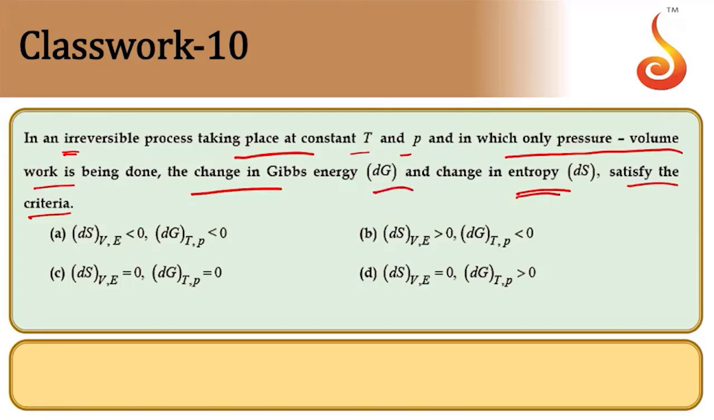For a process taking place, always delta G, always dG value must be negative. For any process taking place, dG will be always negative. And when you say at constant temperature, means definitely delta H value must be also equal to 0. So here dG is negative value. Delta H is equal to 0. That implies dS must be always greater than 0. dS must be greater than 0.